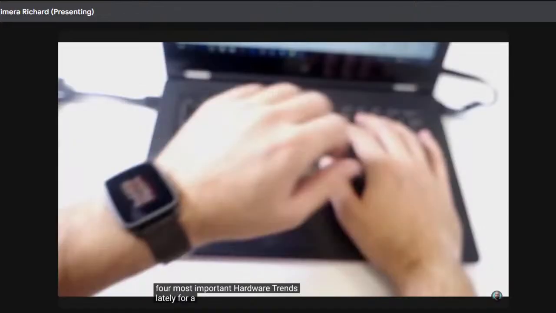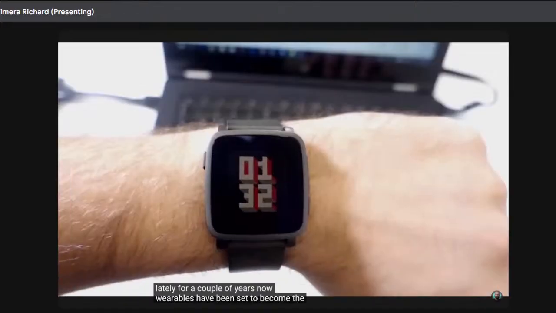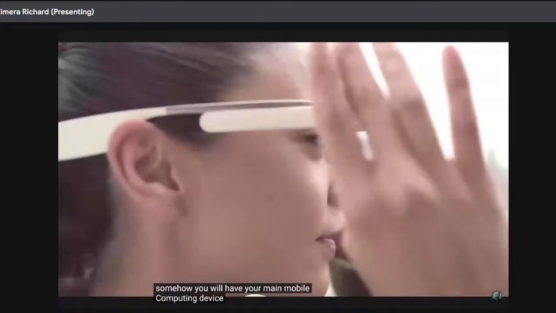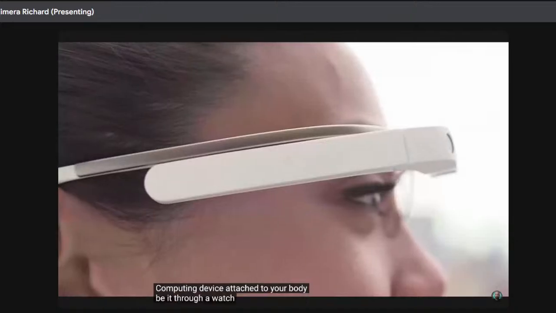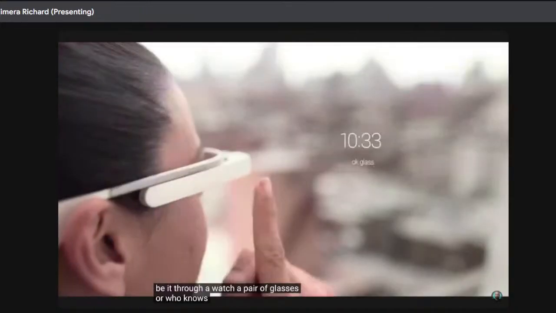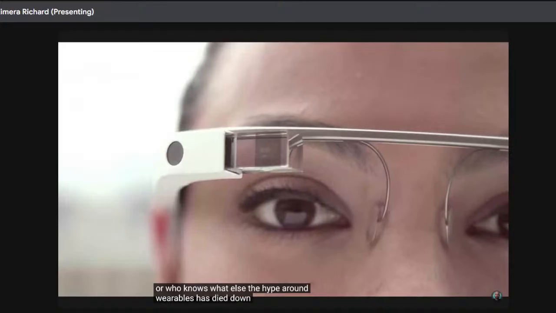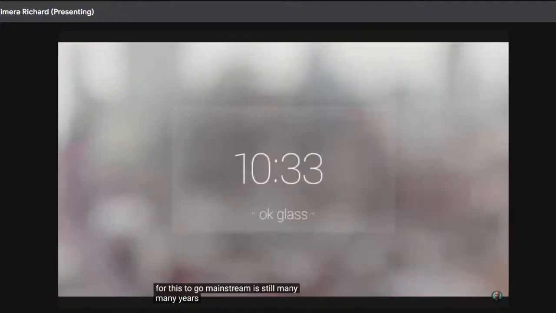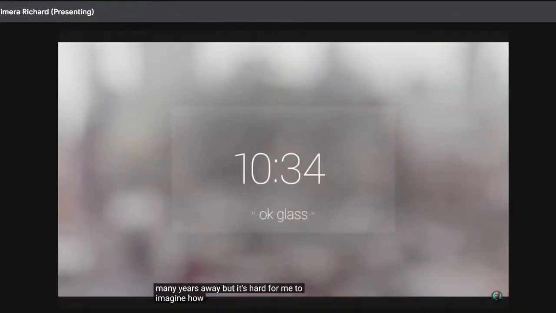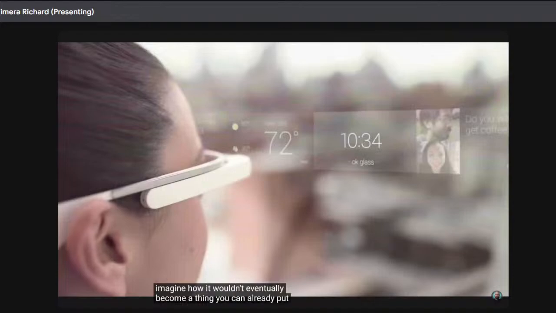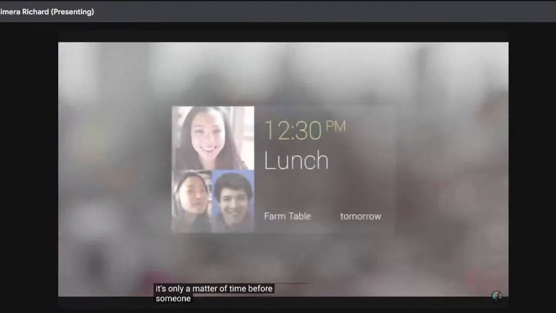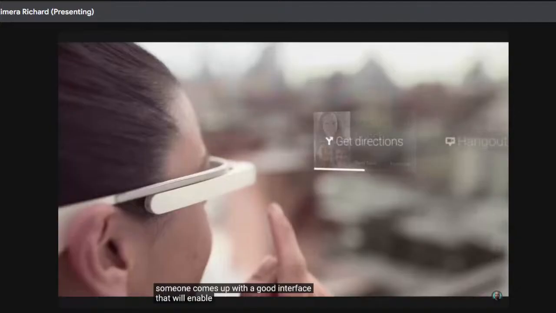For a couple of years now, wearables have been set to become the new device category. The idea is that somehow you will have your main mobile computing device attached to your body, be it through a watch, a pair of glasses, or who knows what else. The hype around wearables has died down considerably lately because I think the technology for this to go mainstream is still many, many years away. But it's hard for me to imagine how it wouldn't eventually become a thing. You can already put many of the same components that you would find in a smartphone into something like a smartwatch or smart glasses, so I think it's only a matter of time before someone comes up with a good interface that will enable proper interaction with them.